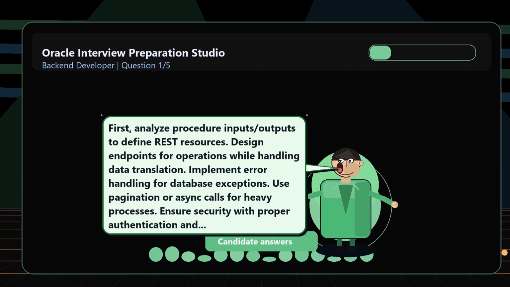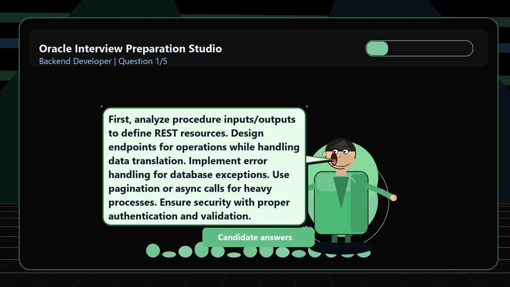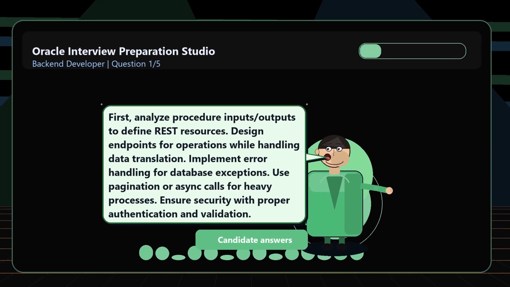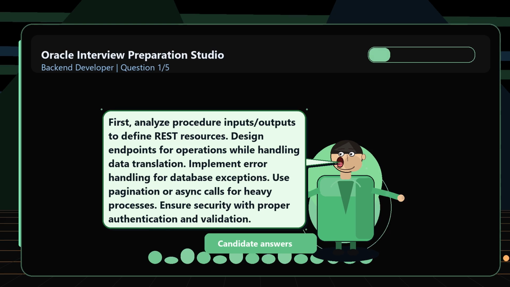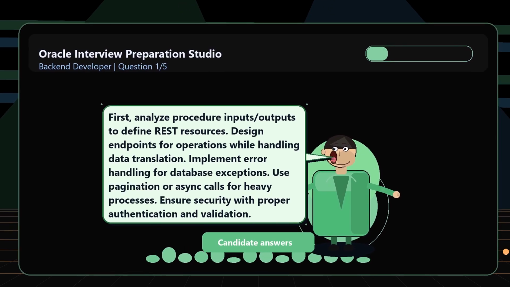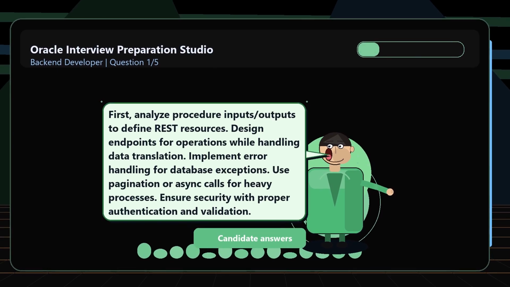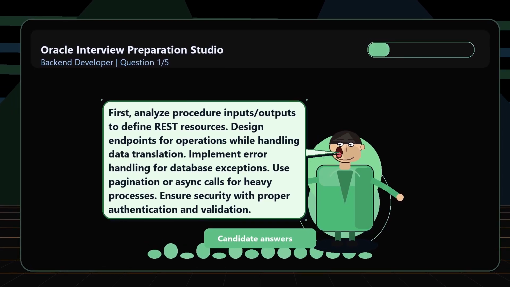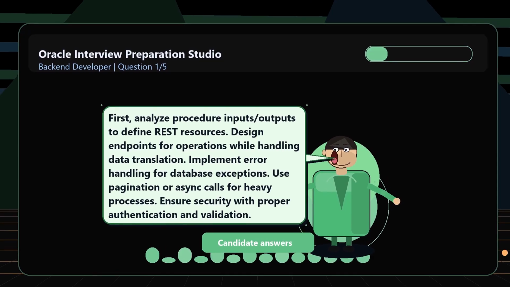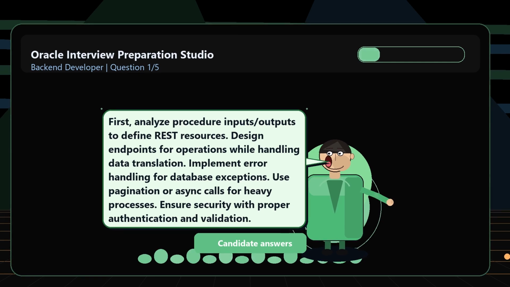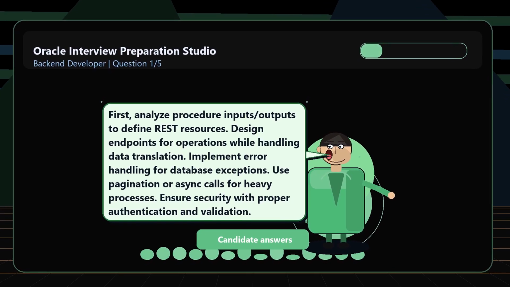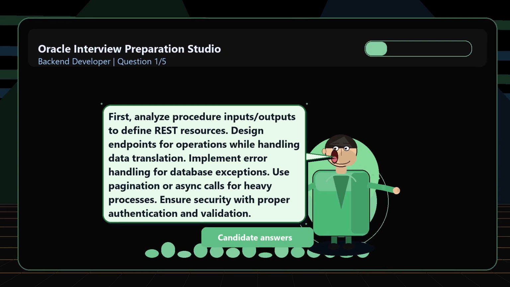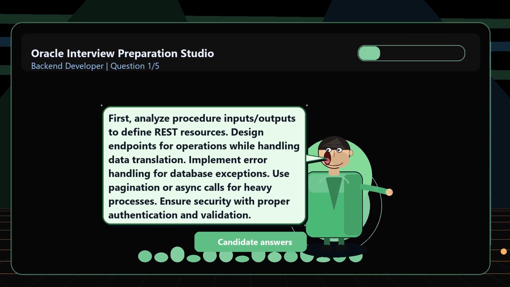To design a REST API translating Oracle stored procedures, I'd start by analyzing the procedures' inputs and outputs to define clear REST resources and operations. Then, I'd create endpoints mapping to key logical operations and handle data conversion between JSON and Oracle types. For complex or long-running procedures, async endpoints or pagination could improve user experience. Error handling is vital to catch DB exceptions and return meaningful HTTP responses. Lastly, I'd secure the API with authentication, parameter validation, and logging to ensure robustness and maintainability.